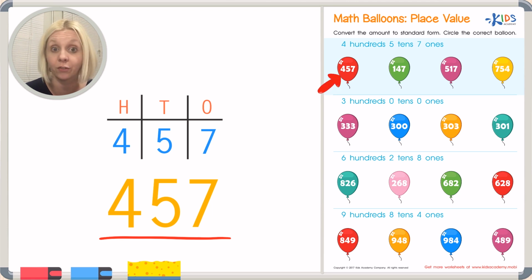So let's look for 457 over here with our balloons. And it looks like it's the first one right here, isn't it? 457. This is the correct balloon, and the directions say circle the correct balloon. So we're going to go ahead and circle that one right there. That's the standard form of this number, okay?